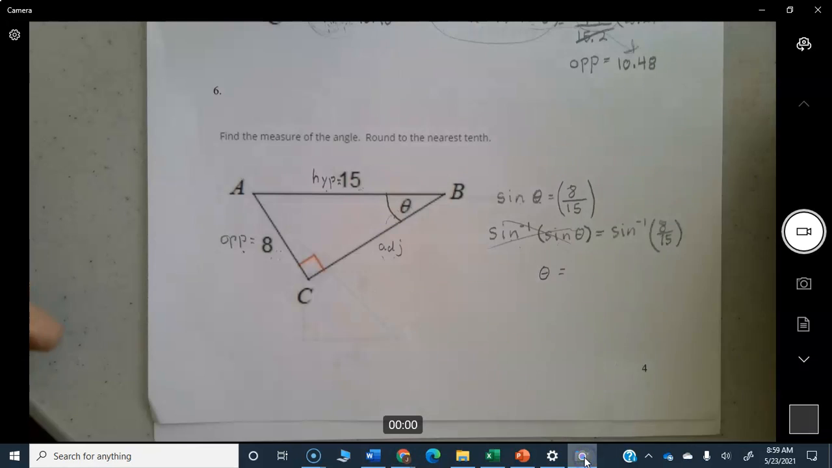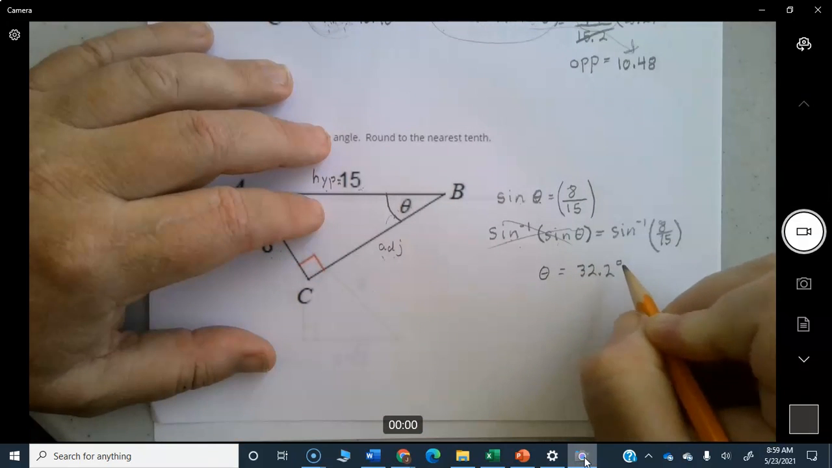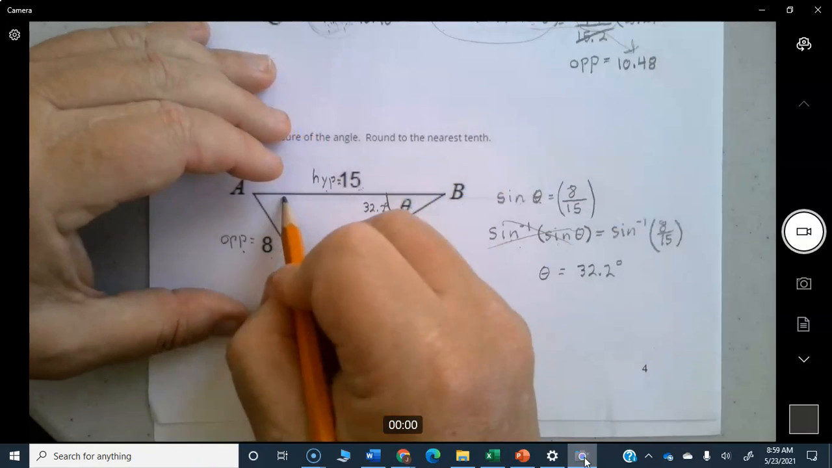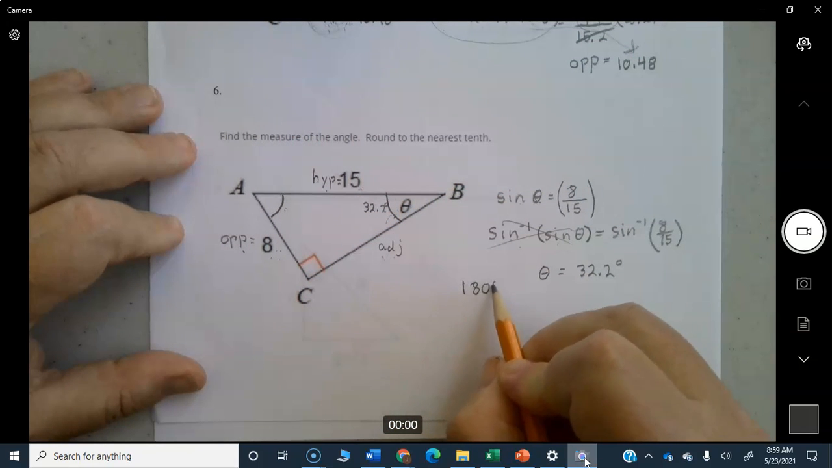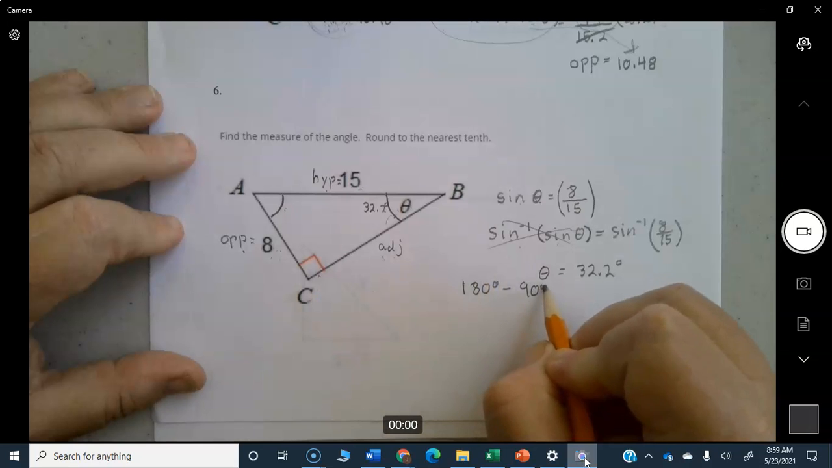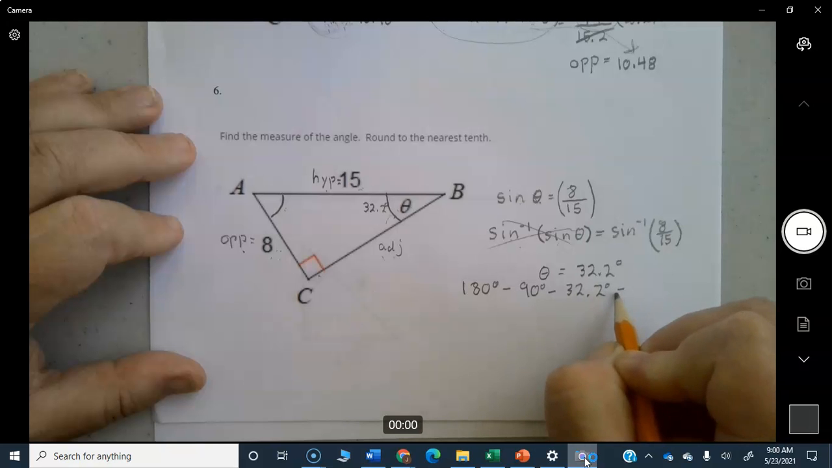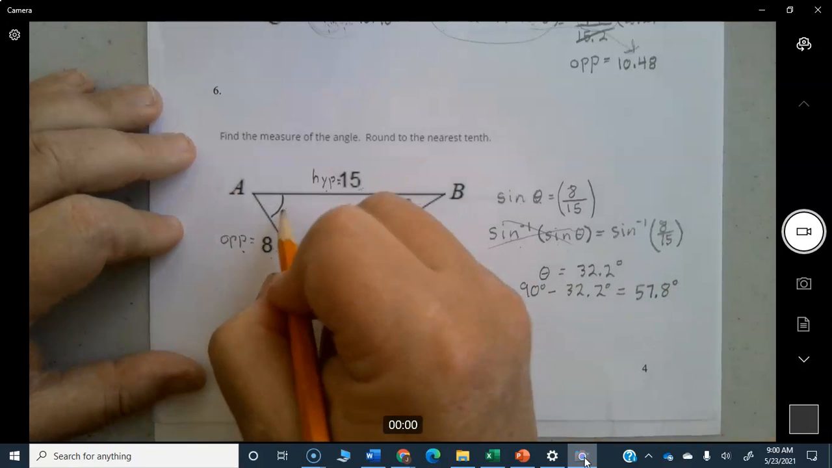So I'll come back here, and that equals 32.2, and that is an angle, so it's degrees. So this is 32.2. Okay, let's figure out what this angle over here is. So again, it's going to be 180 minus the 90 degrees right here, minus 32.2. And that's going to be 57.8 degrees. Okay, so that's this angle right here.